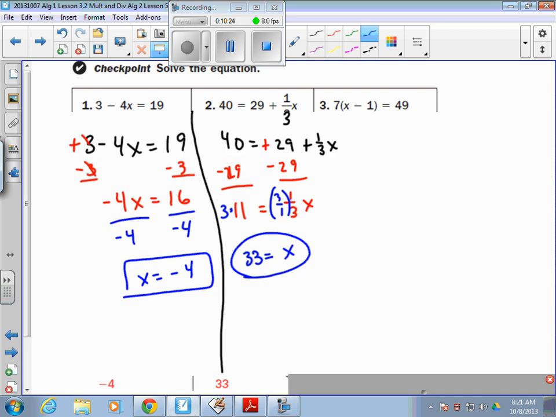Then you have to distribute first. It says 7 times x minus 1. So distribute. 7 times x is 7x. 7 times -1 is -7 equals 49. So we simplified the left side.